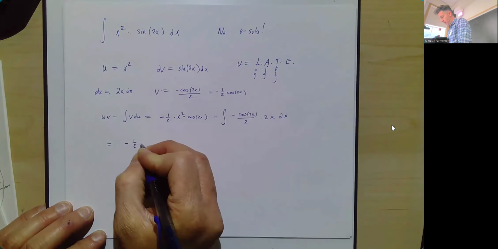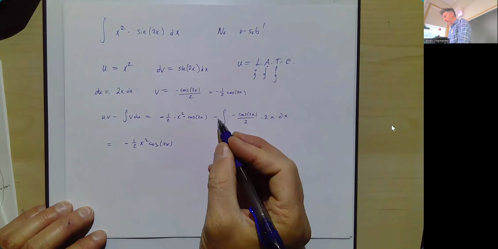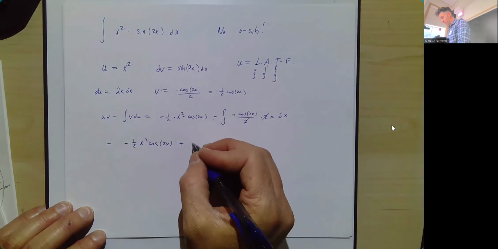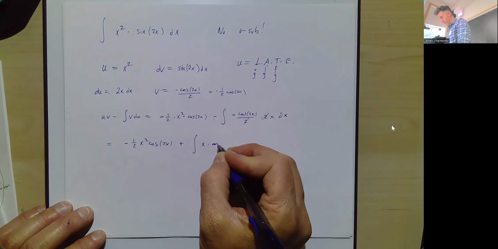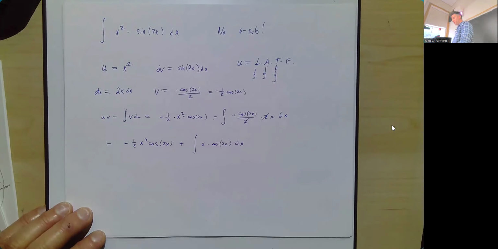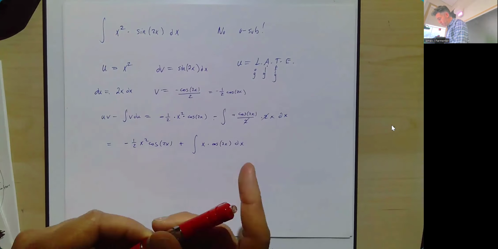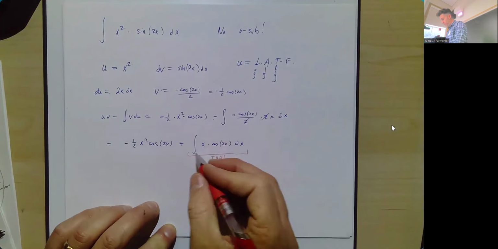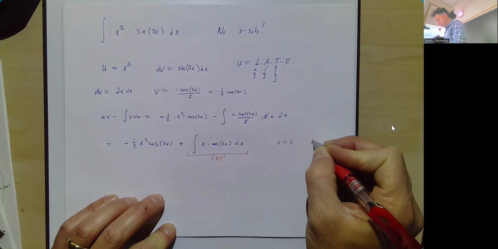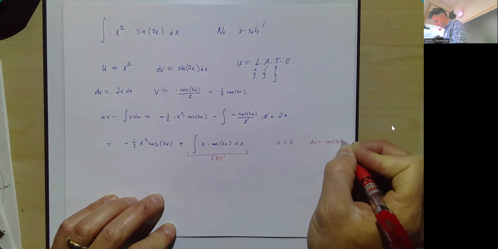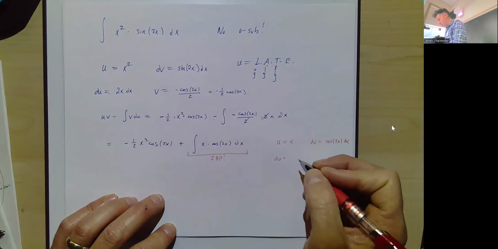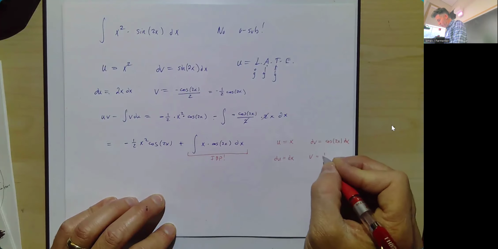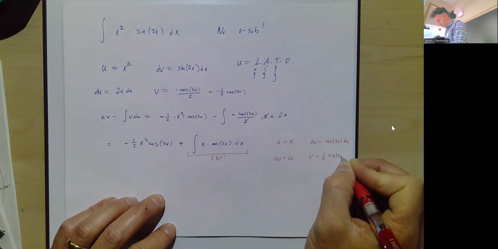This is negative 1/2 x squared cosine of 2x. Minus a minus becomes a plus, and the 2's cancel to give me plus the integral of x times cosine of 2x dx. And now for this integral, we're going to do integration by parts again. So for this new integral, we're going to let u equal x. dv is going to be cosine of 2x dx. du is going to be 1 times dx. And v is going to be the antiderivative of cosine of 2x, which is 1/2 sine of 2x.